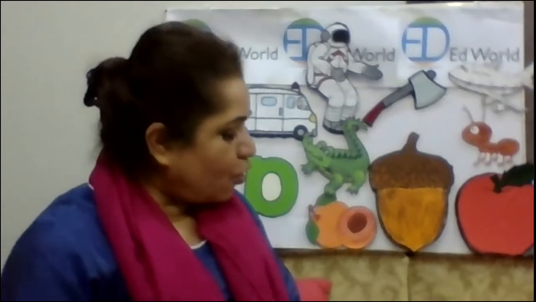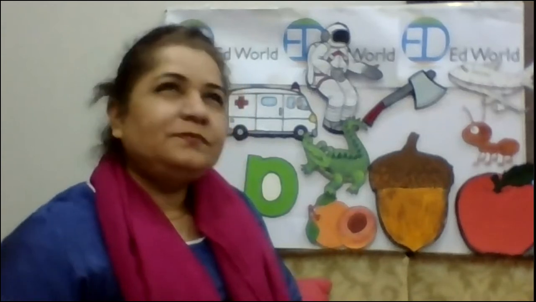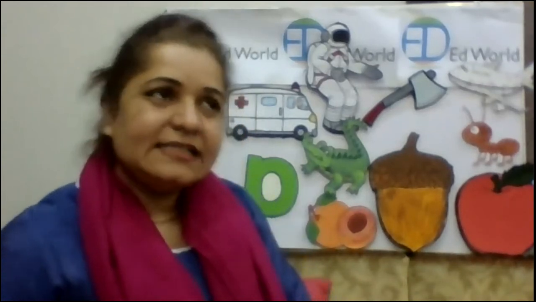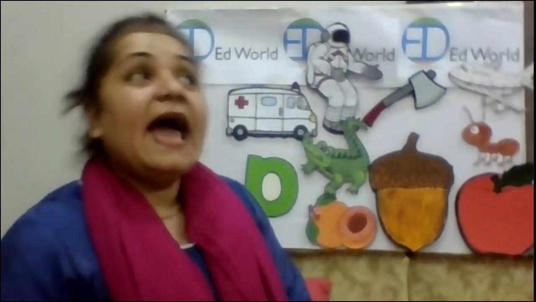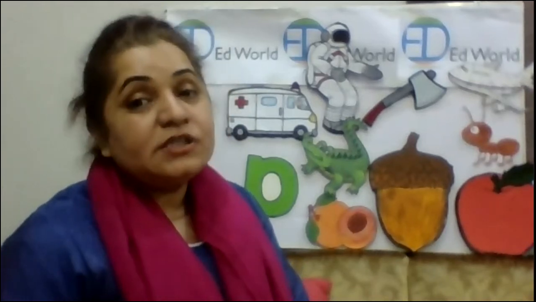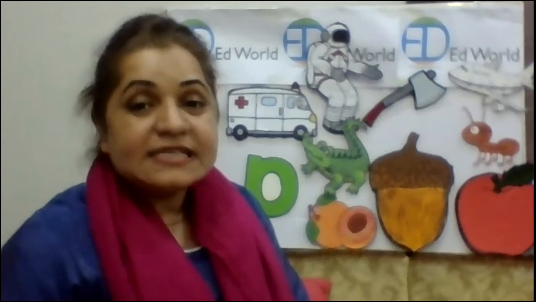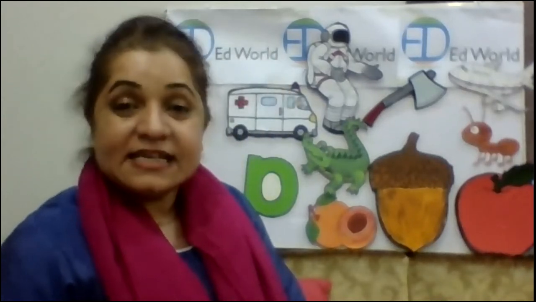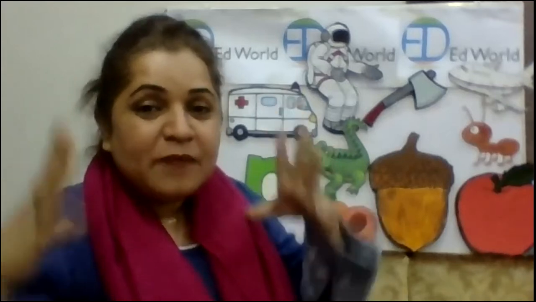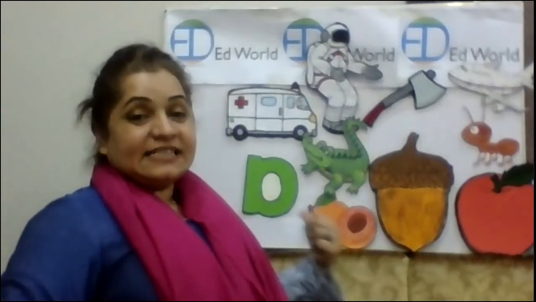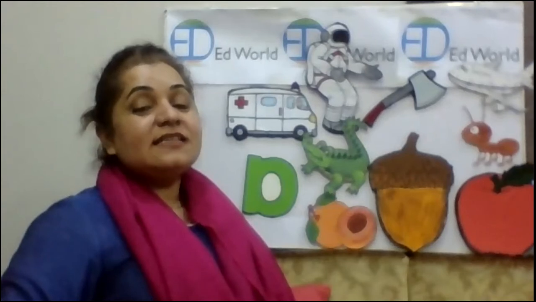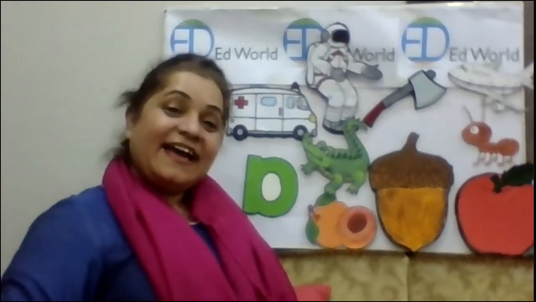A is for antelope, right? A, antelope. A, armadillo. Armadillo is an animal. Antelope is an animal. And abacus is what we use in maths, right? Okay, so there are many other things which you can find in your home, in your bedroom, in your toy basket that start with A, the letter A, and the sound is A, A, A, right?